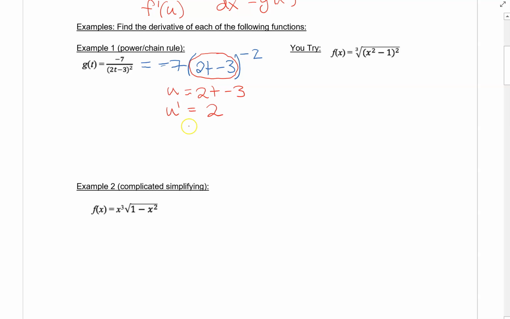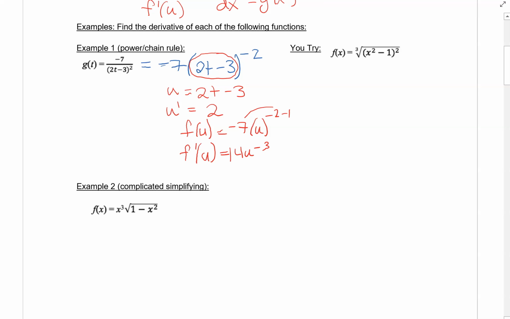So we can think of our outer function, our f of u, as a simple constant times power function. So -7 times this u, this inside function, to the power of -2. So when I take the derivative of the outer part, I'm just doing a simple power rule, multiplying -2 to -7 and subtracting 1 from the power. So what does that look like here?